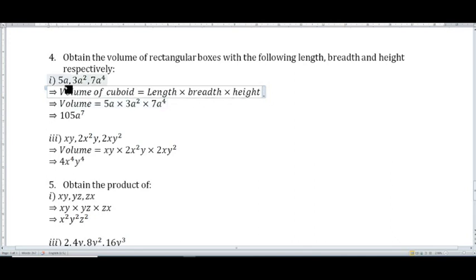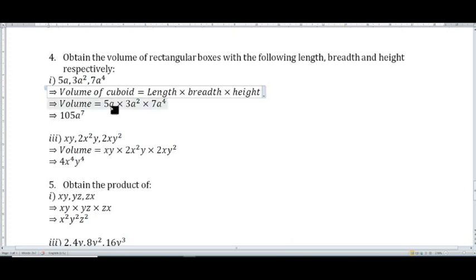So here 5a is the length, 3a squared is the breadth, and 7a to the power 4 is the height. In order to find the volume of a cuboid, you have to multiply the length and the breadth and the height all together. So here, according to the formula, we have to arrange these monomials accordingly. Volume equal to 5a into 3a squared and 7a to the power 4.